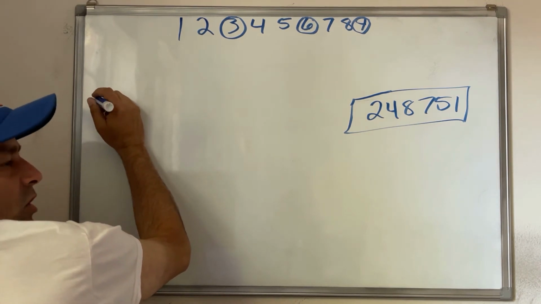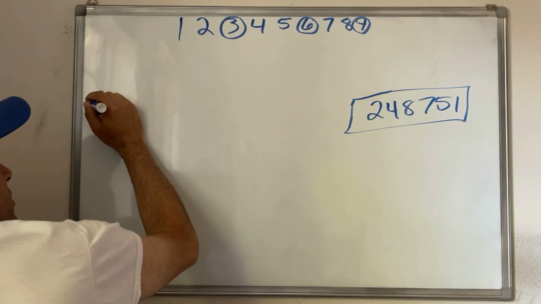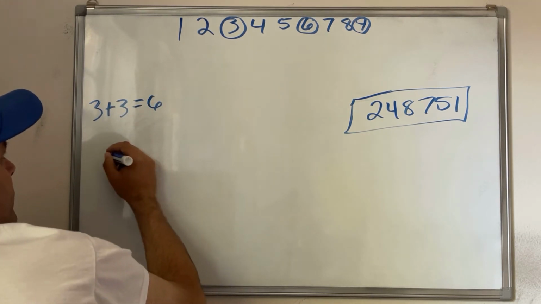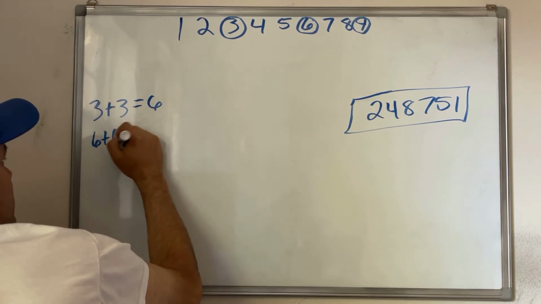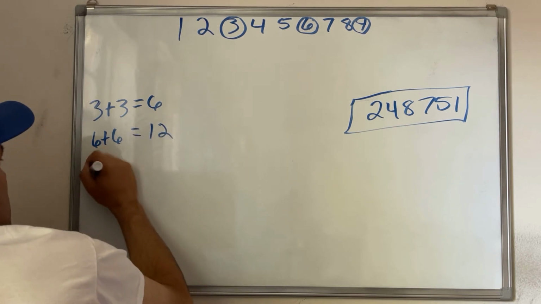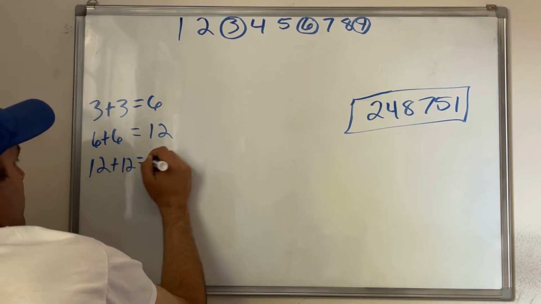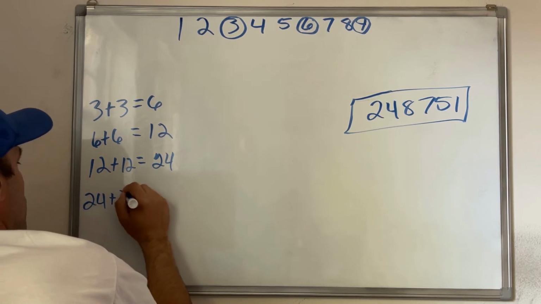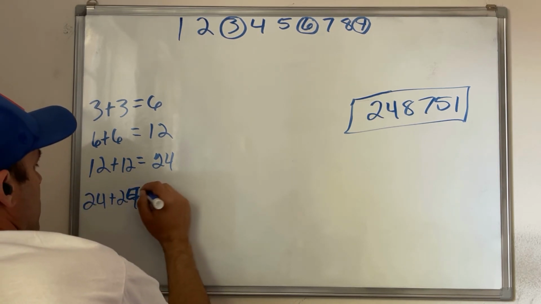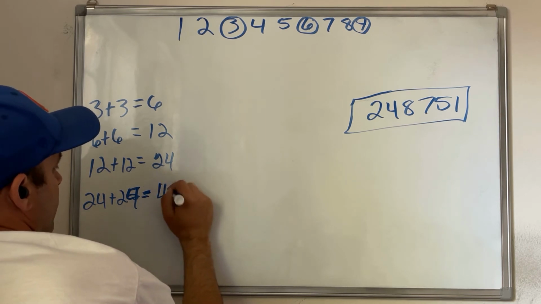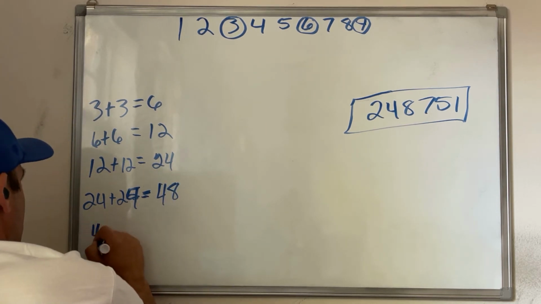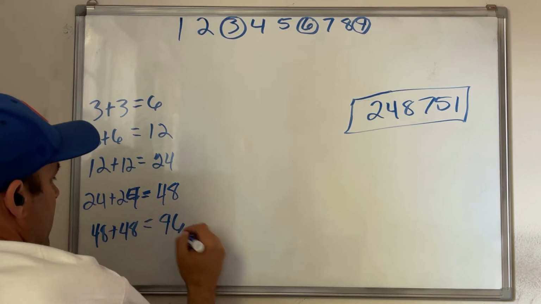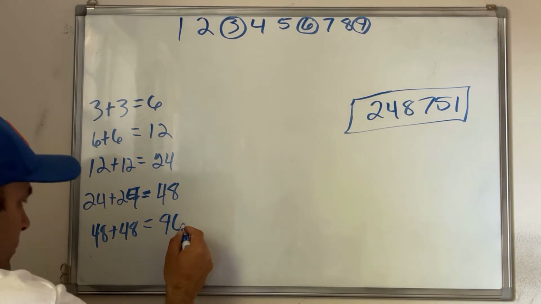So remember, we double them. We got to create first. So 3 plus 3, 6, right? 6 plus 6 is 12. 12 plus 12 is 24. 24 plus 24 is 48. 48, we'll do one more, plus 48 is 96, right? That's enough. We get the point.